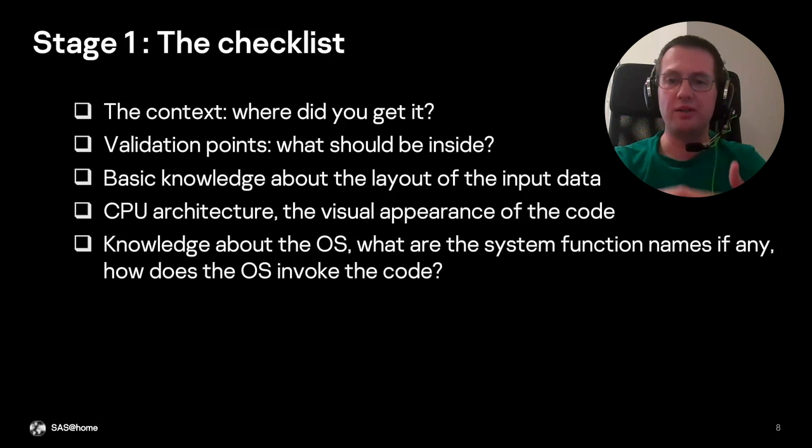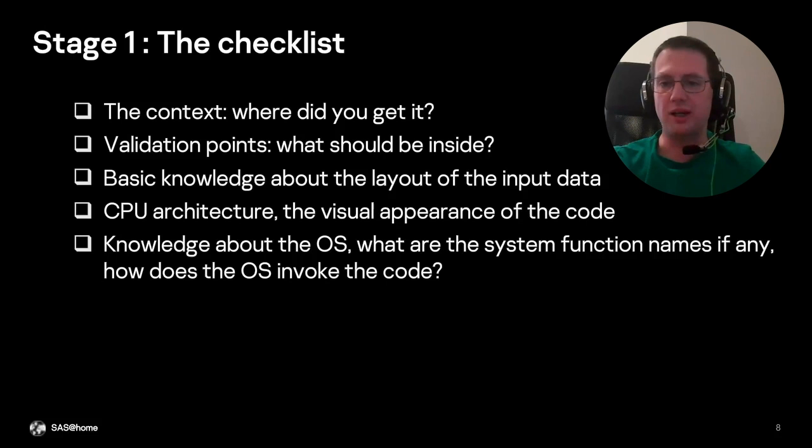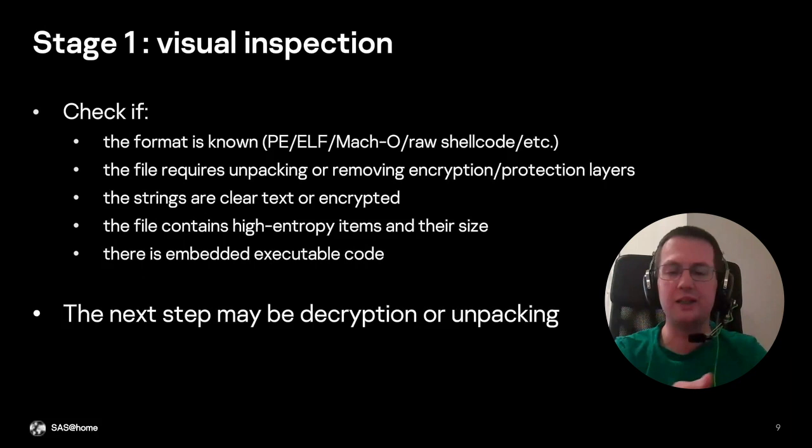And also very useful to have at least some basic knowledge about the target operating system. For example, with Windows, you have these API names like WriteProcessMemory or CreateRemoteThread or connect. And if you find these names in the sample, you immediately know that there is something worth inspecting. Okay, so you have that information. You would like to analyze the file, what do you start with?